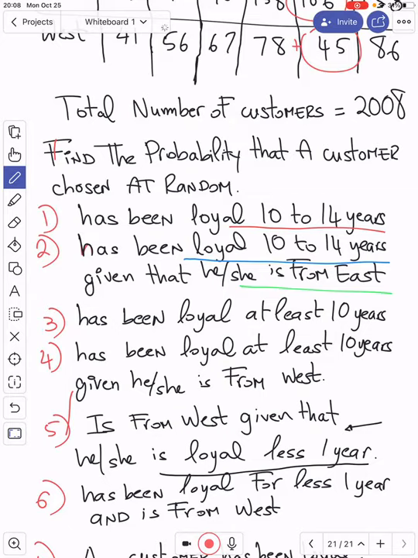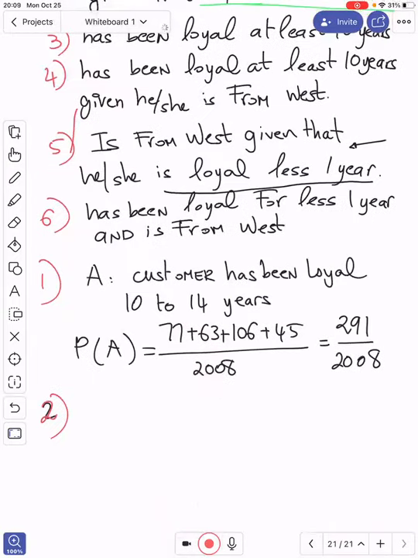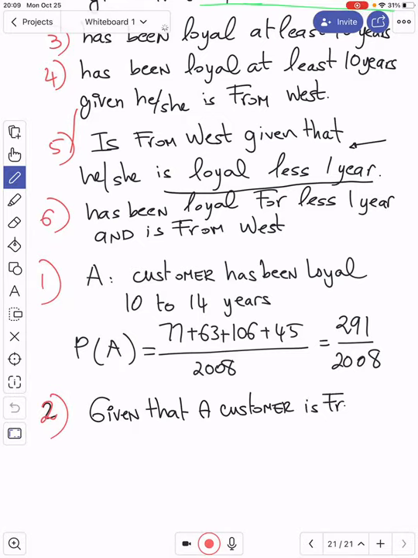Okay, and among the customers from the East, we are looking for the probability that the customer has been loyal to the supermarket from 10 to 14 years. So the sample here, because given that the customer is from the East, this means that our sample is given by customers from the East.